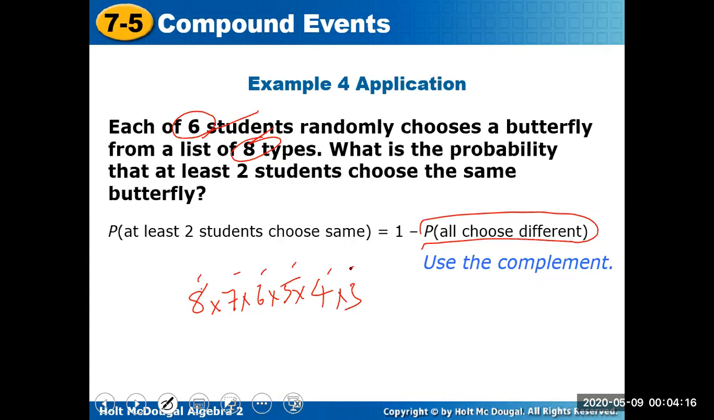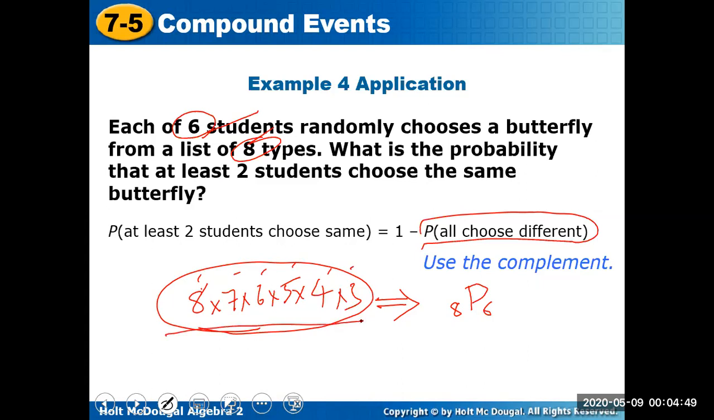Okay, so these are the number of ways the students can choose. 6 students can choose from 8 types. But this represents something. We already studied this thing. What is this? This is 8P6, right? And the total number of arrangements possible.